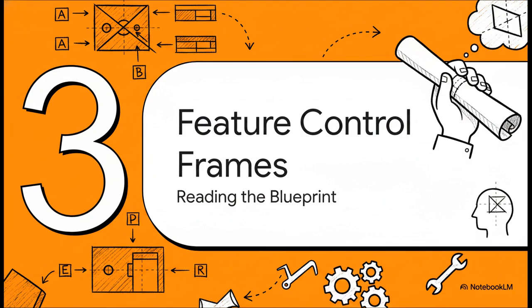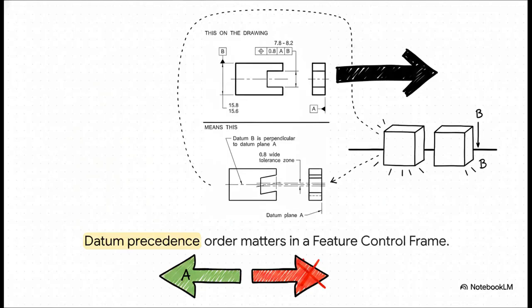Now that we understand the mechanics of how to mathematically and physically lock a part down, how do we actually communicate this vital information to the machinist or the inspector reading the print? Check out the datum precedence order right inside the feature control frame here. See those boxes on the right showing an A and then a B? That order, reading left to right, is everything.